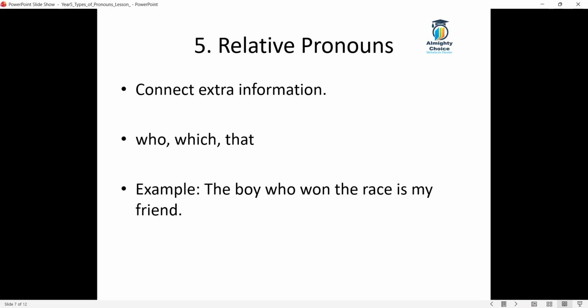Relative pronouns help to add extra information. For example, who, which, that. For example, the boy who won the race is my friend. The word who tells us more about the boy.